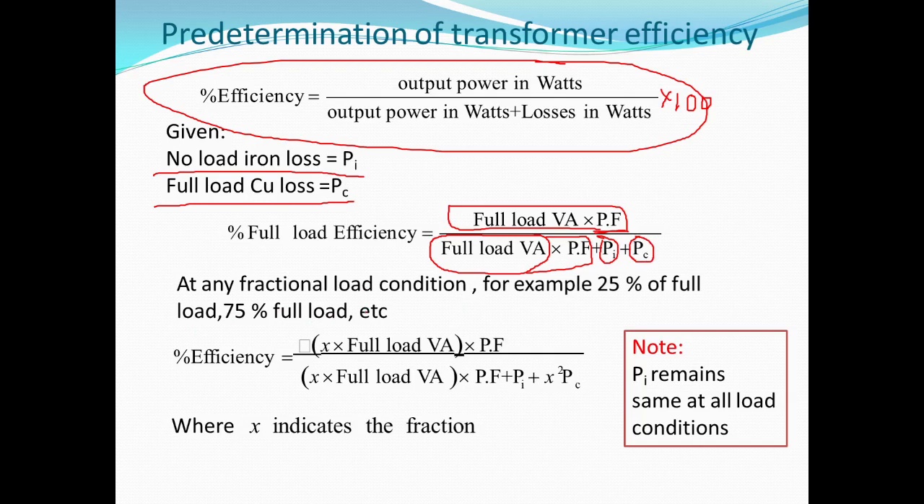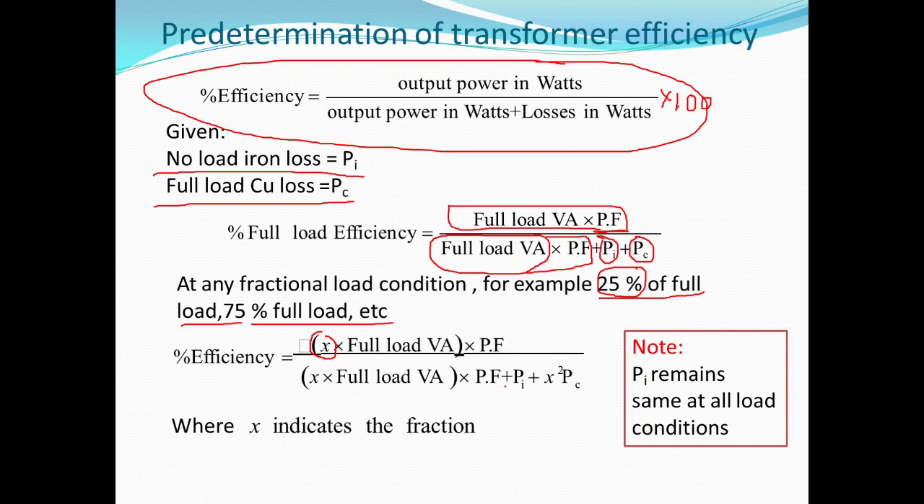At any fractional load condition, for example, 25% of the full load or 75% of the full load, in order to find the percentage efficiency at that particular load, we multiply with a multiplying factor. That is, we consider x into full load in the numerator as well as the denominator.